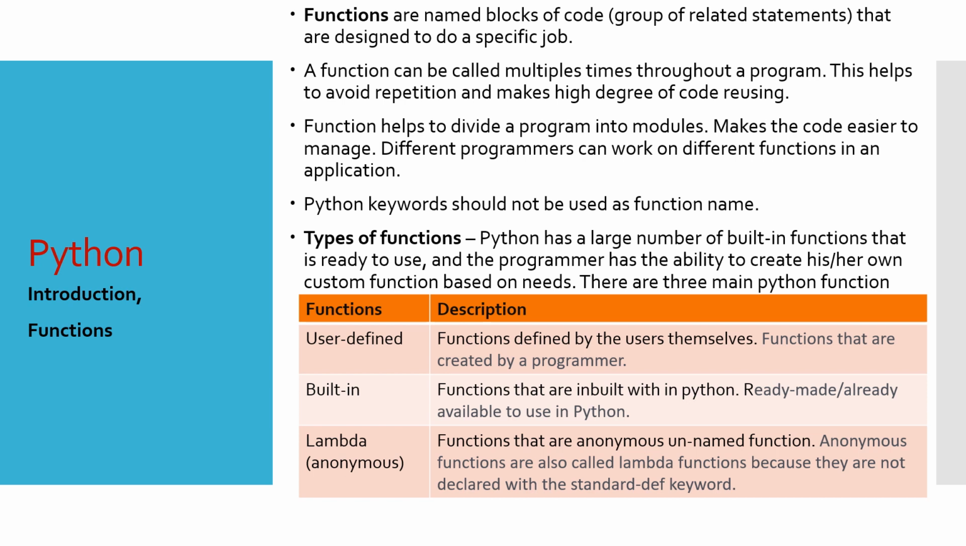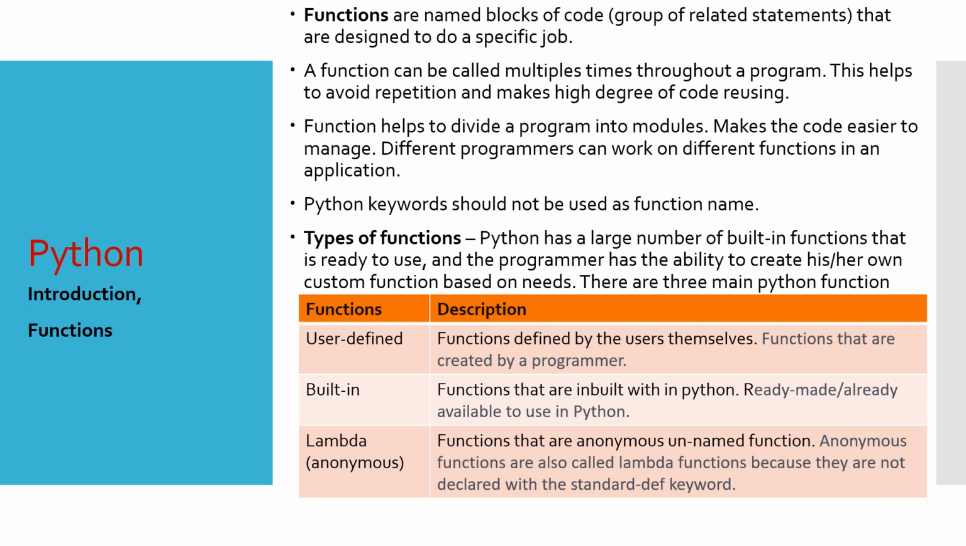You can see most of this information in your book, but I've summarized it here so it's easy for you to understand. So, functions, as I said many times, even in my previous videos, are named blocks of code or groups of statements designed to do a specific job. A function can be called multiple times throughout a program. This helps to avoid repetition and makes a high degree of code reuse. Python keywords should not be used as a function name.